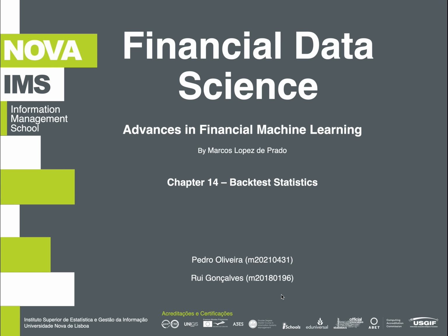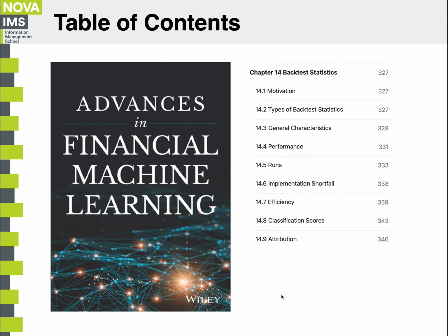In this presentation, we are going to talk about the book Advances in Financial Machine Learning, specifically on Chapter 14, Backtest Statistics. We're going to discuss the concepts behind Chapter 14, starting with the motivation of the author, followed by the types of backtest statistics that can be categorized into general characteristics, performance, runs and drawdowns, implementation shortfall, return and risk efficiency, classification scores, and attribution.